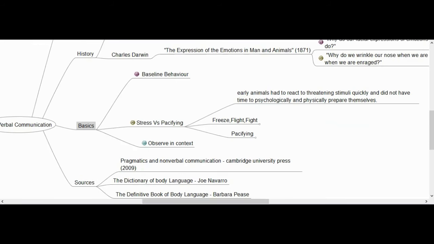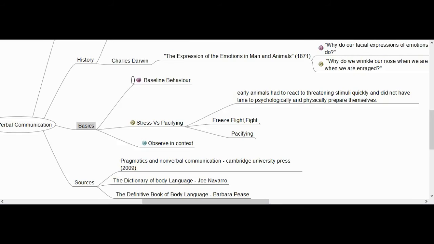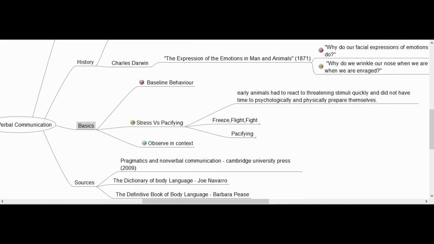Next, we talked about the basics, and you need to know baseline behavior. Baseline behavior of a person is how the person normally sits, looks, moves, behaves, their normal behavior. And you need to know these behaviors to know when the person has deviated from his baseline behavior.